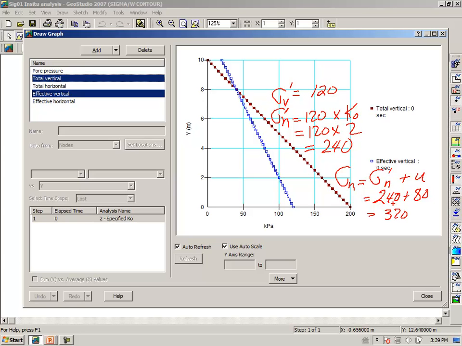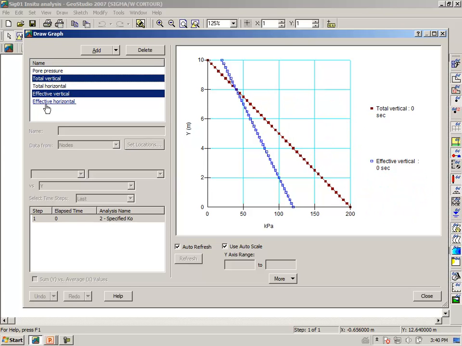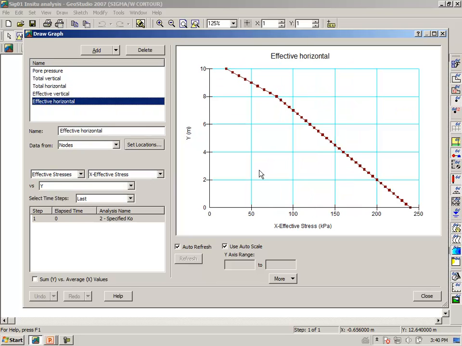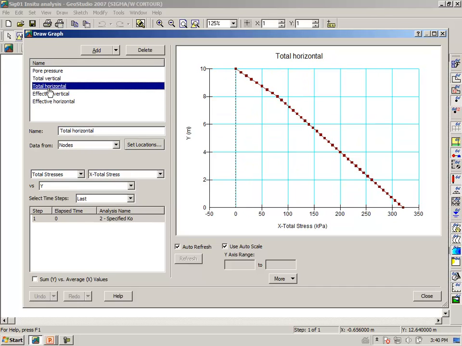So to check first then, we check the effective horizontal is 240, which we just got from 120 times 2 is 240, and then finally the total horizontal stress, we just computed the fact that the total horizontal stress at the base of the section should be 320, which indeed it is. It is 320.